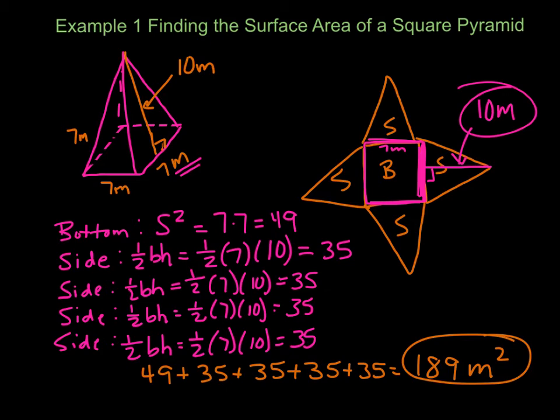So number 1 is identifying what is a square pyramid. Second thing is unfolding it. What does it look like? How can I get those edges and get all this information in there? Okay. So your answer is 189 meters squared.